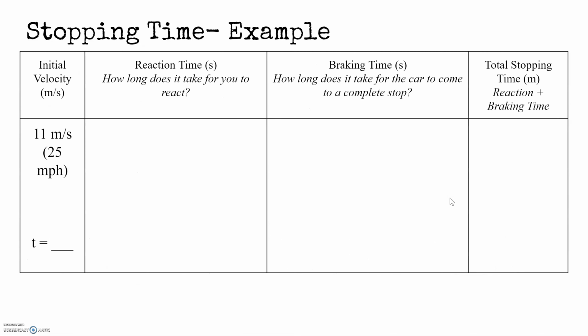So let's go ahead and practice one problem. Let's say that in this situation, we're just traveling at a really nice and easy 25 miles per hour. In physics, our standard unit for velocity is meters per second, so I'm going to convert that, and 25 miles per hour turns out to be about 11 meters per second. And we can actually solve for the total stopping time. How long does it take for you to see something, apply the brakes, and actually come to a stop?